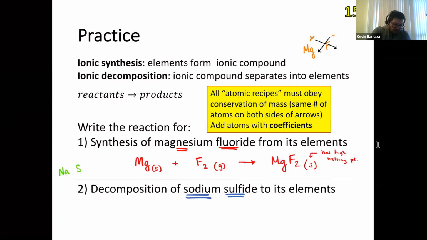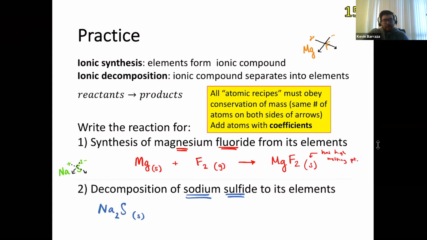Sodium sulfide comes from sulfur. Sodium is a plus one ion by its predictable charge. Sulfur is a minus 2. And so we're going to crisscross them. So that means the formula is Na2S, solid. So that's going to be the ingredient.